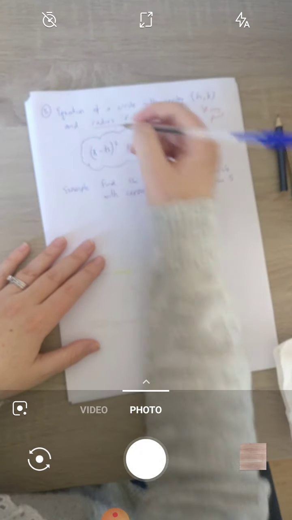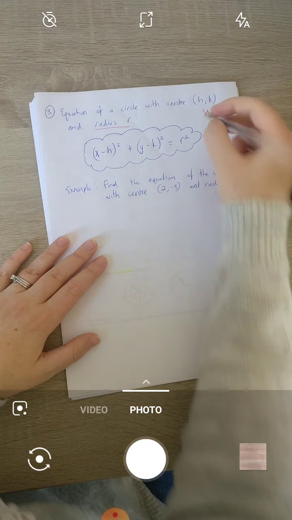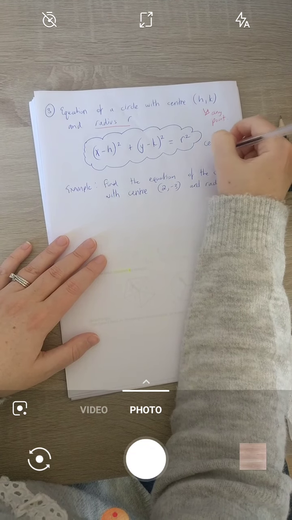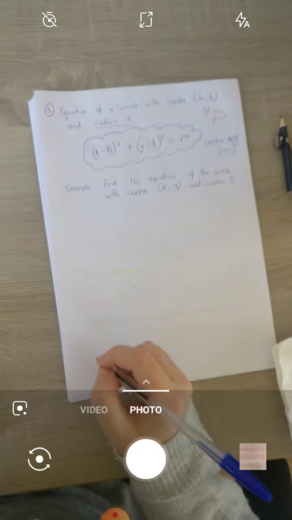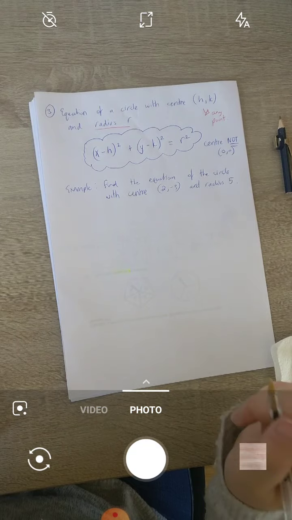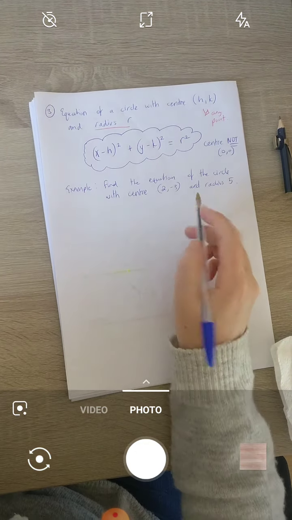Okay, so this is the equation of the circle where the center is obviously not 0, 0. And that's really, really important: as soon as you see this, you think, okay, it's not x squared plus y squared equals r squared, so it's not where the center is 0, 0. So let's do an example.